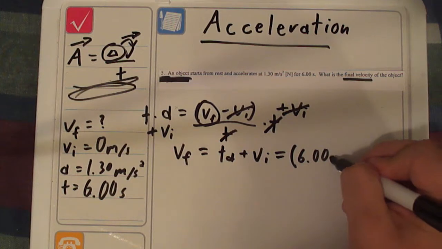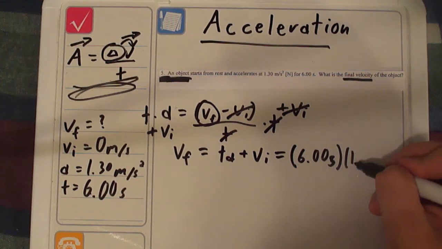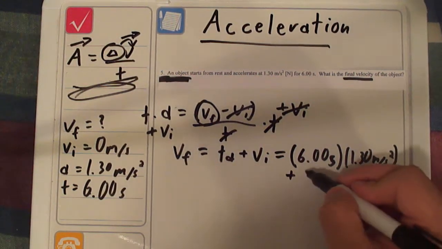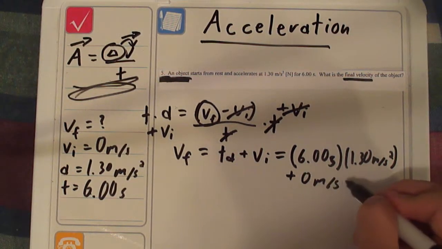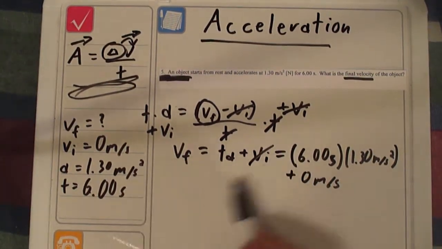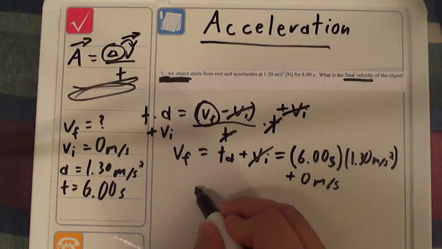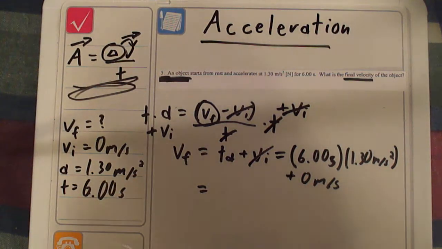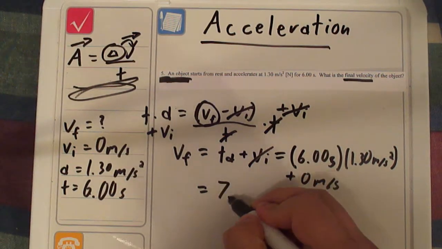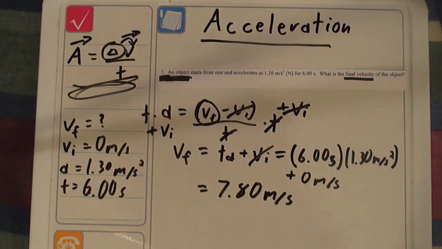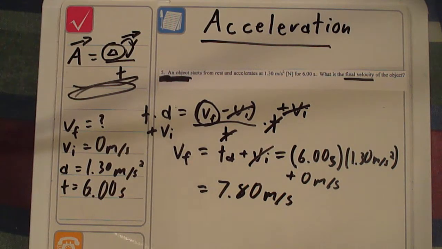And there we just plug in our numbers. 6.00 seconds times acceleration 1.30 meters per second squared, plus 0 meters per second, because velocity initial is 0. You can also realize that there's nothing there, it's 0, it's not going to change anything. So I can just go 6 times 1.3, which gives me 7.80 meters per second.